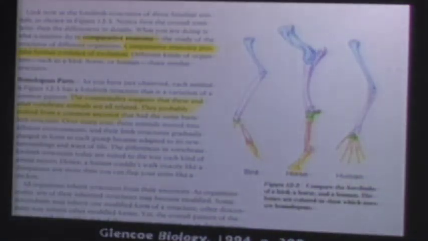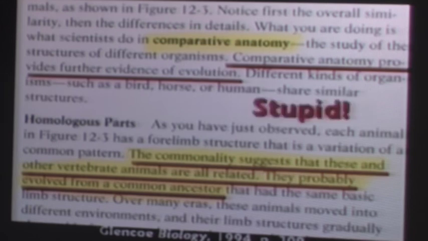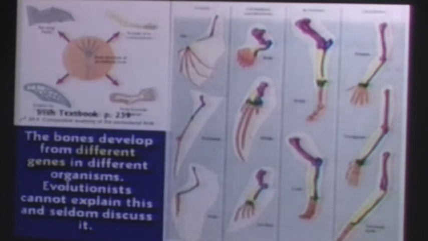They're going to say, boys and girls, comparative anatomy provides further evidence of evolution. The commonalities suggest that these and other vertebrate animals are all related. They probably evolved from a common ancestor. Well, duh. That's stupid, okay? Maybe they all had the same designer. Doesn't prove a common ancestor. By the way, the bones develop from different genes in these different organisms. They are not homologous organisms like they want you to believe.